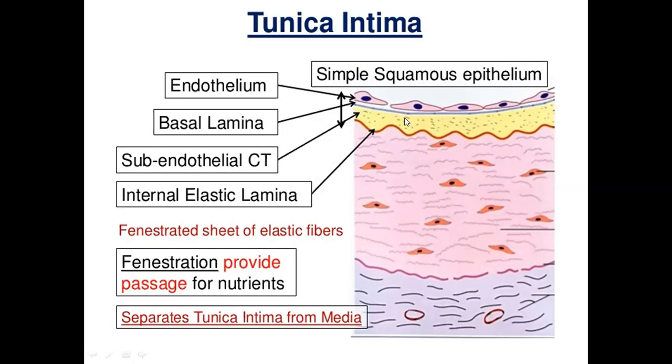Why are these fenestrations or openings present? Because they provide a way in for the nourishment. If the oxygenated blood is traveling towards the luminal side of a blood vessel, that fenestration is going to provide a passageway. And then it is again the border area separating this first layer, tunica intima, from the next layer, which is tunica media.